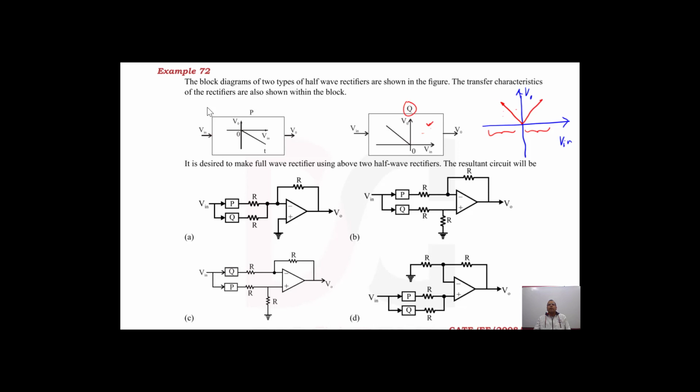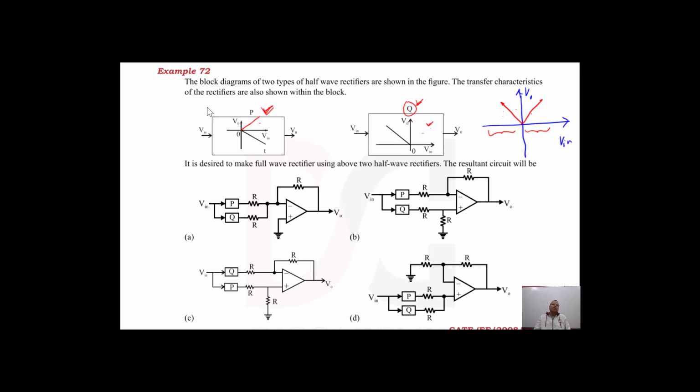But here, if I invert this characteristic this side, I will be able to implement that second part. So I need to perform the inversion operation on the half wave rectifier P, and there is no need to perform an inversion operation on Q. That means Q has to be connected at the non-inverting terminal and P has to be connected at the inverting terminal.